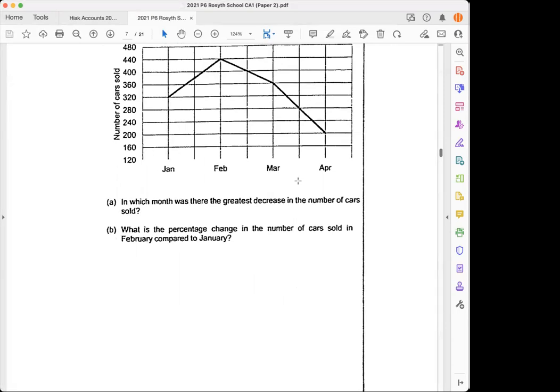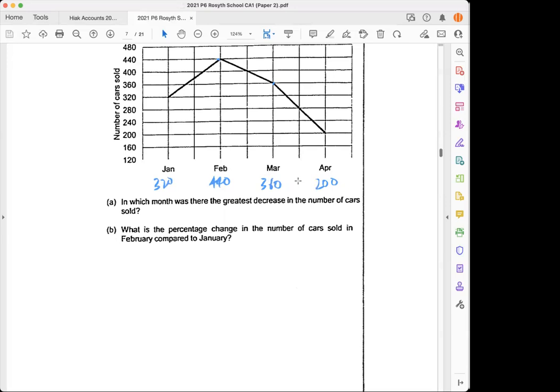January, this is easy. Just don't make careless mistakes. Read off from the graph carefully. This is 440. February is here, 440. So this is 360. And then this is 160. Sorry, this is 200. Copy over this 200. Right now it's 360. Three, 200.